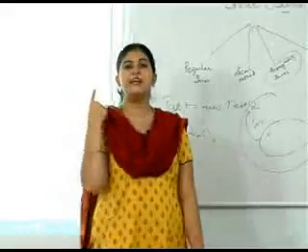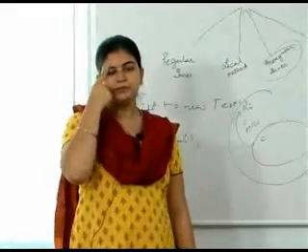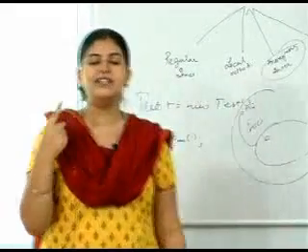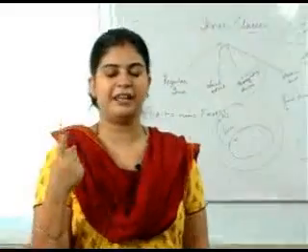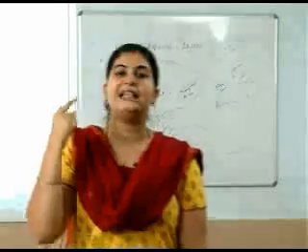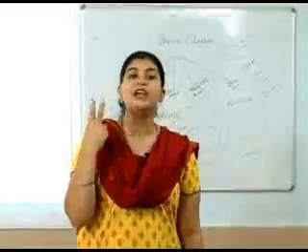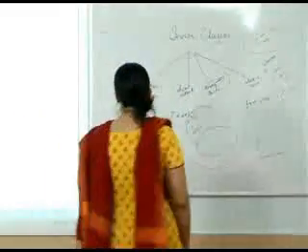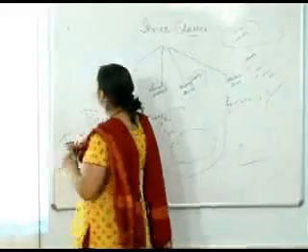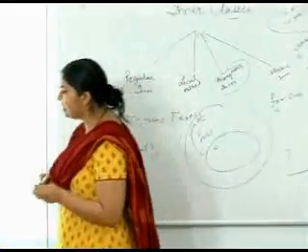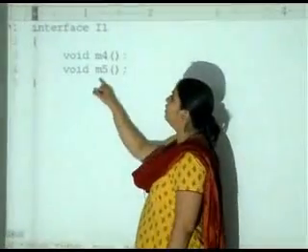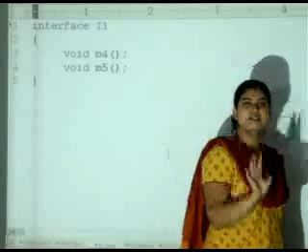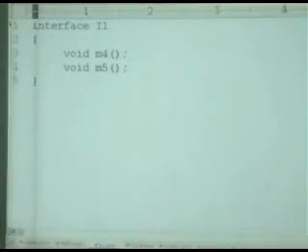One is with the help of the overriding mechanism, and the second is with the help of interfaces. Okay? So now over here, I am going to define an interface I1. Just go to I1.java. Now I1 has two methods, M4 and M5, defined in the interface.